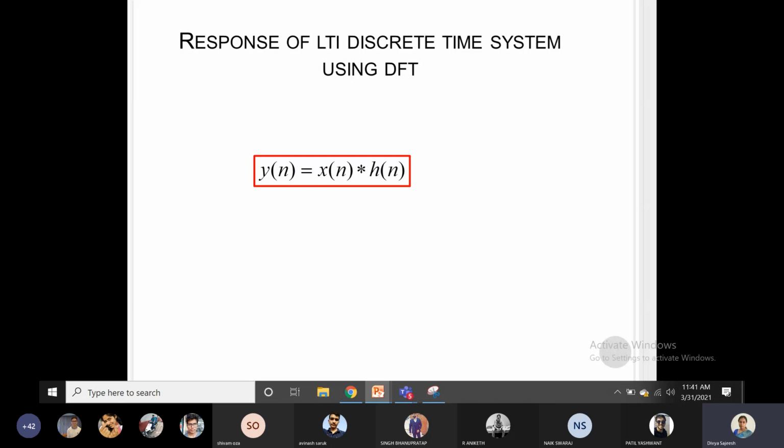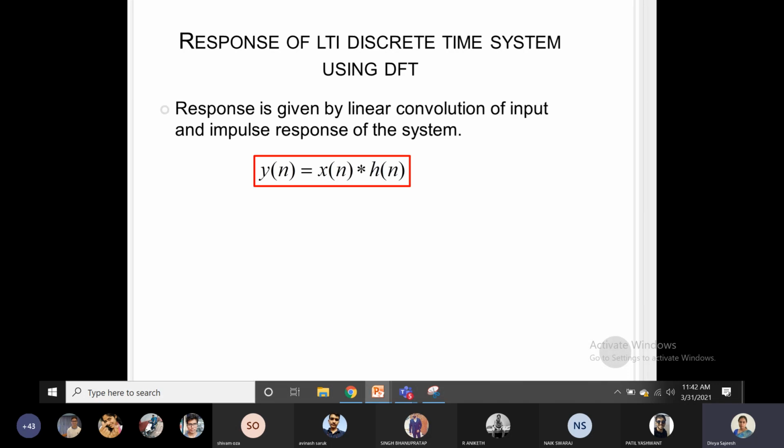So if I am giving an input and if the impulse response of the system is known to you, then how can I find the response of the system for any input? It is given by x of n convolved with h of n. This convolution symbol denotes the linear convolution. So the response is given by the linear convolution of the input and the impulse response of the system. This already you have learned. So we have to take up this property and see how the convolution property is applicable in the DFT.